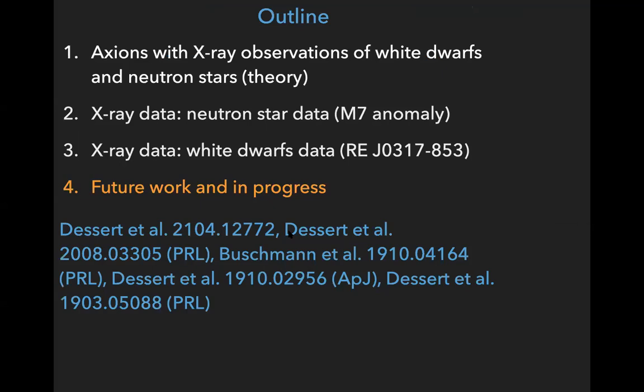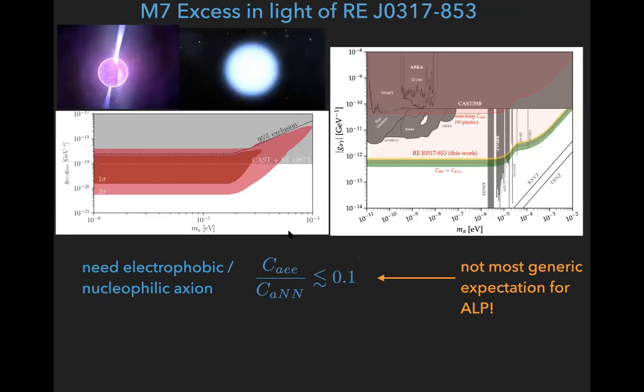So let me conclude by telling you about some other future work and work in progress. First, let me bring us back to this Magnificent Seven story. So how do we reconcile the fact that we saw a signal in neutron stars and we didn't see one in white dwarfs? So these are different channels. One is an axion-nucleon coupling and the other is an axion-electron coupling.